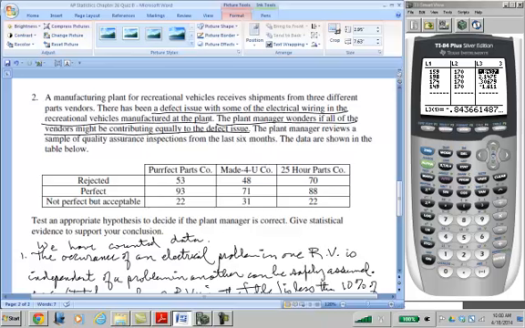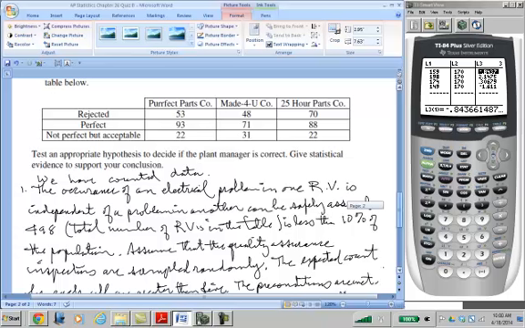Okay, we have counted data. That's precondition number 1. 2, the occurrence of an electrical problem in one RV is independent of a problem in another. That can be safely assumed. 3, 498, the total number of RVs in the table, is less than 10% of the population. Assume that the quality assurance inspections are sampled randomly. The expected count for each cell is greater than 5. The preconditions are met. We will use a chi-square test with 4 degrees of freedom.